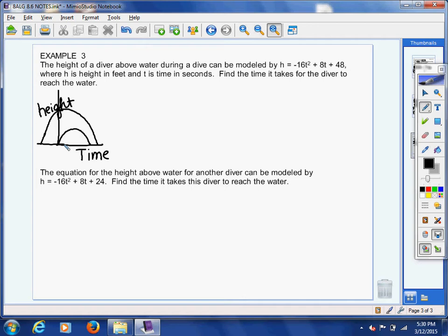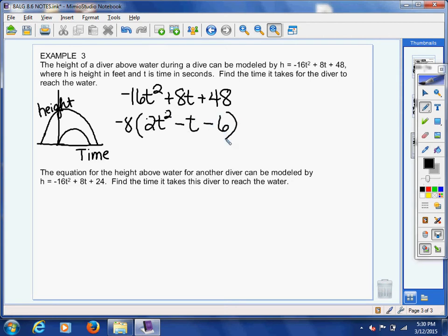So anyway, what we want to do is figure out how much time it takes her to reach the water. So we're going to take our negative 16t squared plus 8t plus 48, and we're going to use our factoring strategy. I'm not going to graph it, we're actually going to factor it. So I see a GCF. Let's go ahead and take out a negative 8, and that's going to leave us with 2t squared minus t minus 6. Okay, so that looks great.